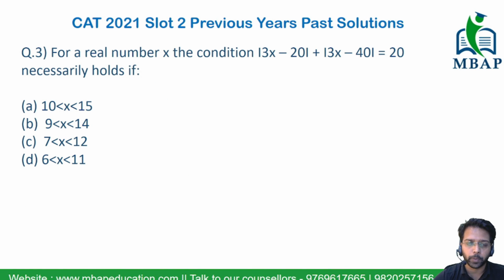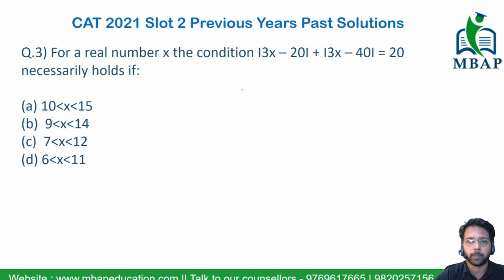Let's have a look at the next question. The question says, for a real number x, in the condition that mod of 3x minus 20 plus mod of 3x minus 40 is equal to 20, which of the following ranges definitely holds correct?